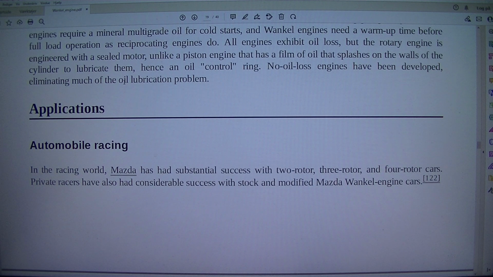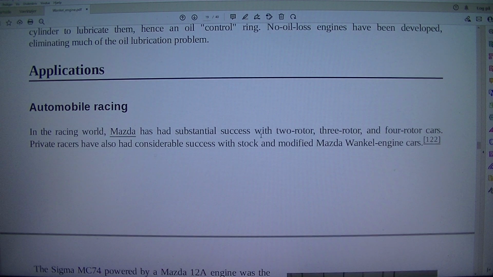Applications. Automobile racing. In the racing world, Mazda has had substantial success with 2-rotor, 3-rotor, and 4-rotor cars. Private racers have also had considerable success with stock and modified Mazda Wankel engine cars. 122.